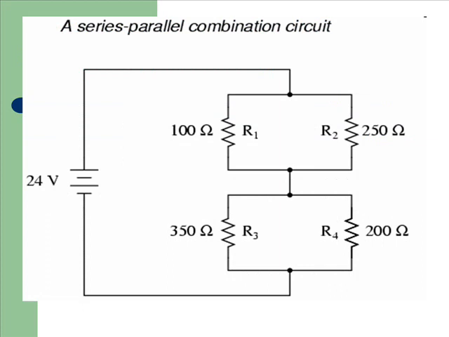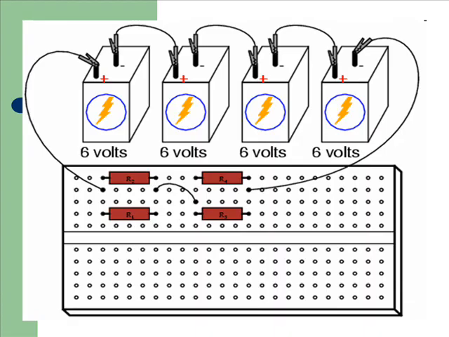Suppose we wanted to construct the following series-parallel combination circuit on a breadboard. The recommended way to do so on a breadboard would be to arrange the resistors in approximately the same pattern as seen in the schematic, for ease of relation to the schematic. If 24 volts is required and we only have 6-volt batteries available, 4 may be connected in series to achieve the same effect.